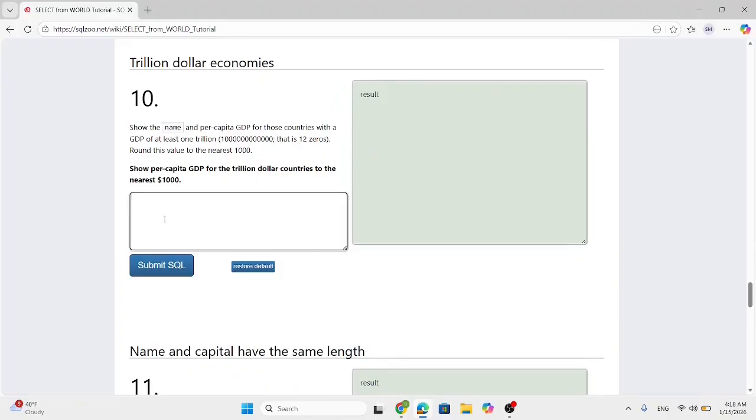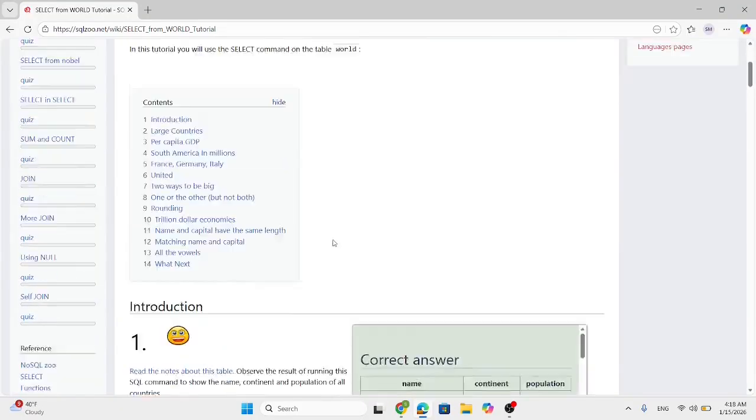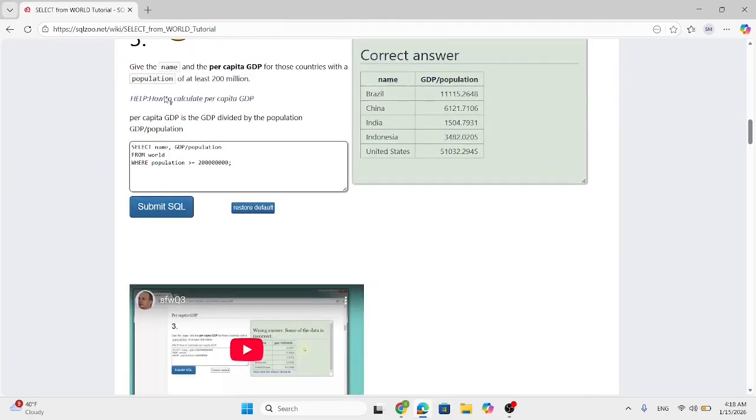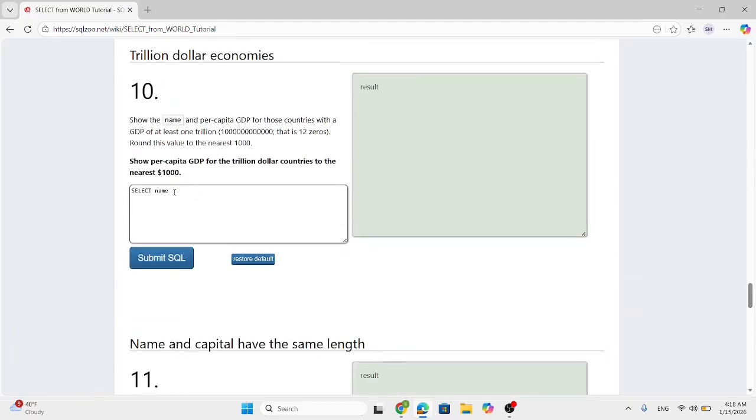Show the name. Select name, and the per capita GDP. As you can see, per capita GDP. I don't know if we showed in this part or somewhere how to calculate per capita GDP. We need to do like this. Okay, so let's go down. Per capita GDP to those countries with the GDP at least 1 trillion, and round this value to the nearest 1,000.